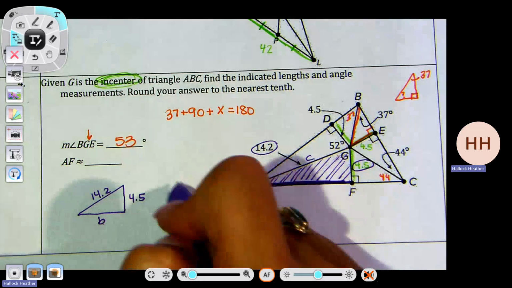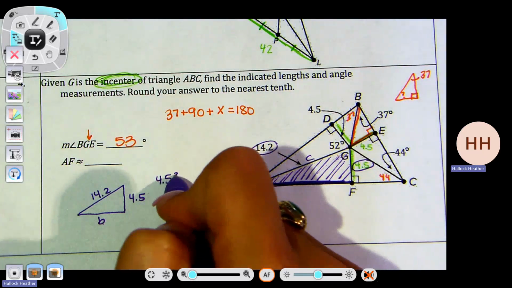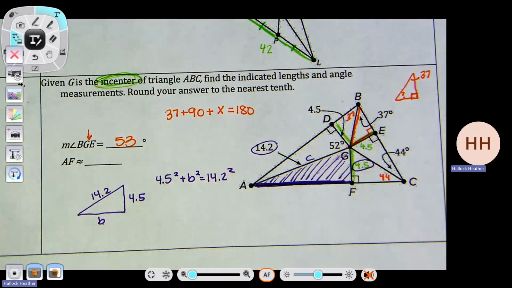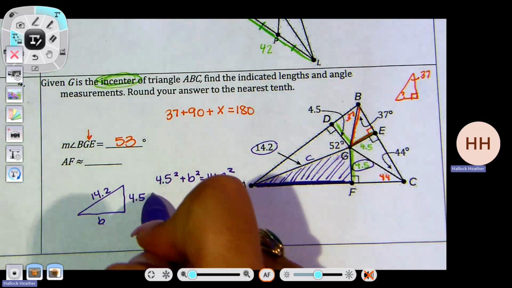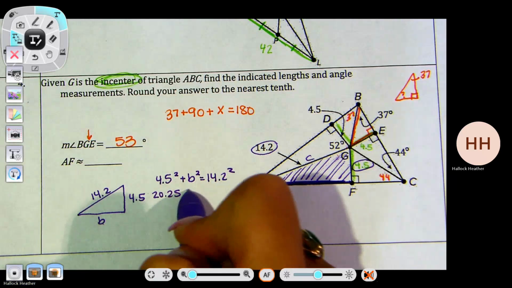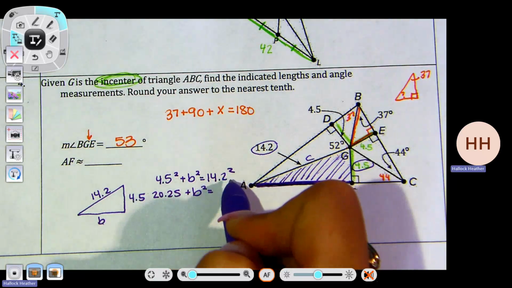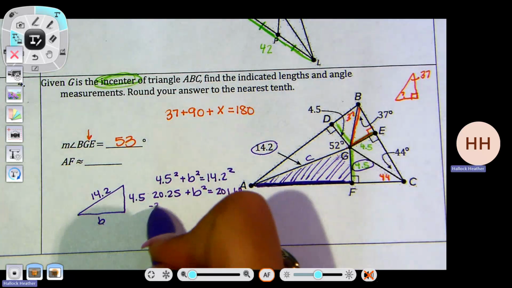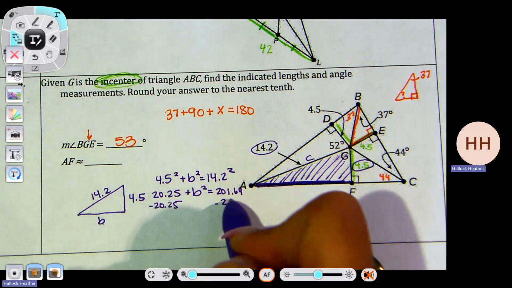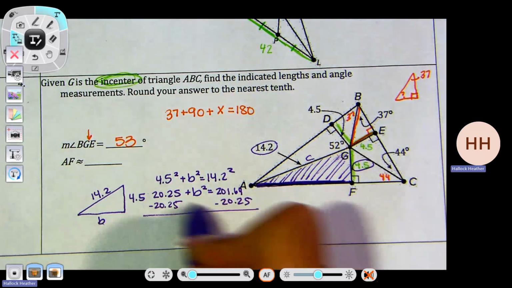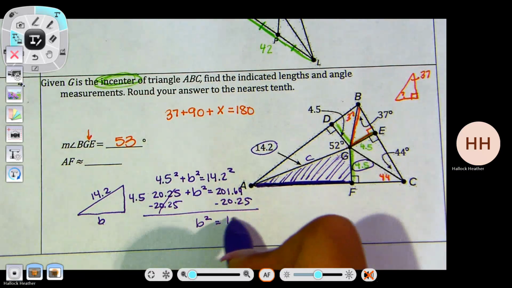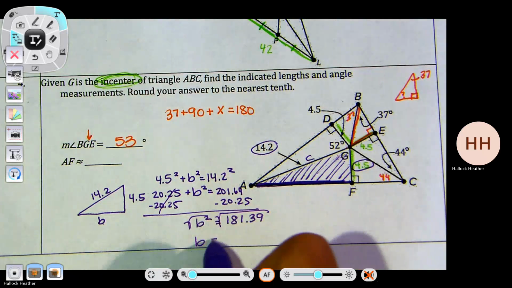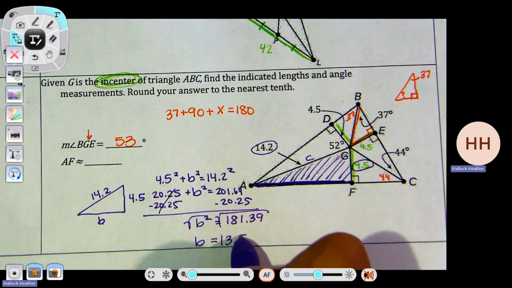This is either A or B. So I'm doing 4.5 to the power of 2 plus b squared equals 14.2 squared. 4.5 squared is 20.25. 14.2 squared is 201.64. I'm subtracting this from both sides, and then I'm square rooting. So B is approximately 13.5.